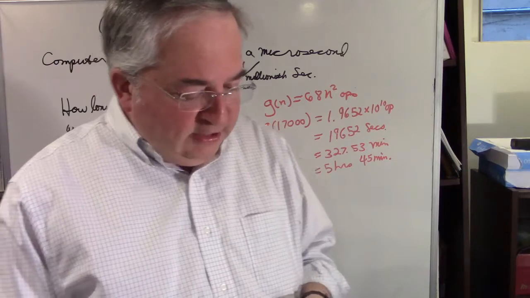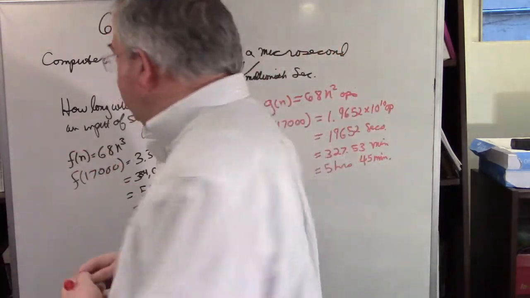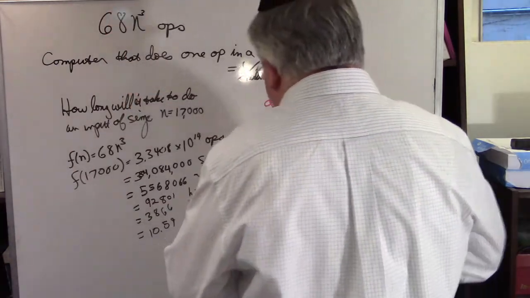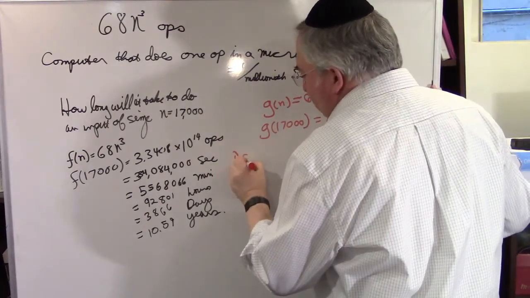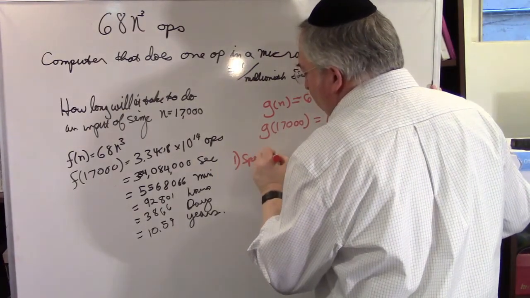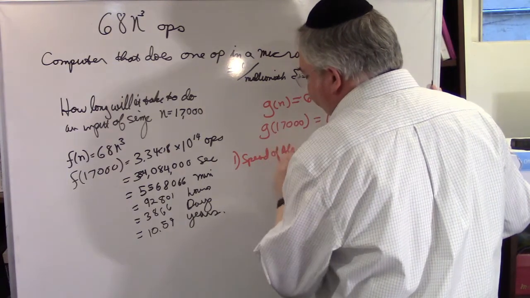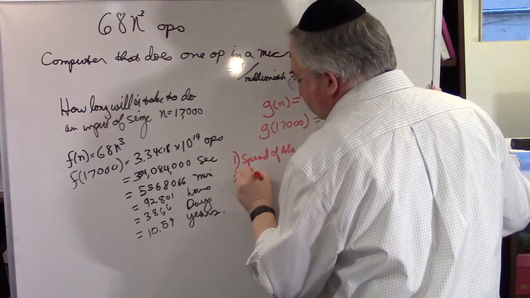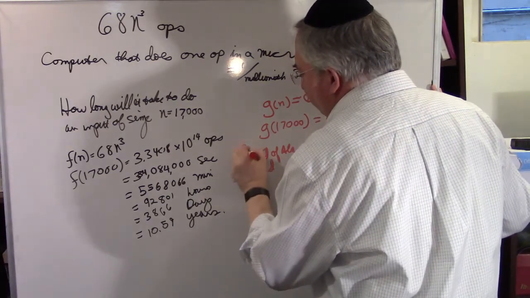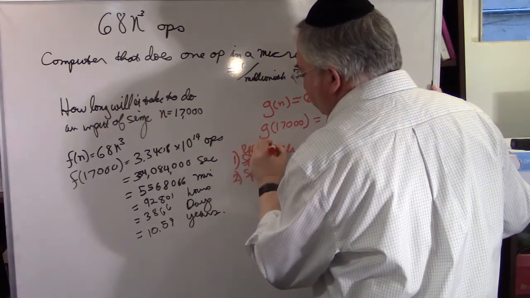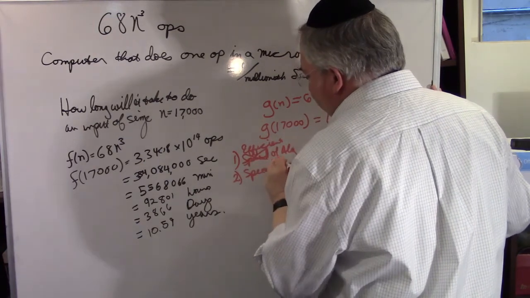Now I just want to give you a trick, an insight on what's going on here. There are 4 things going on here. One, there's the efficiency of algorithms, how efficient it is. Two, there's the speed of the computer.